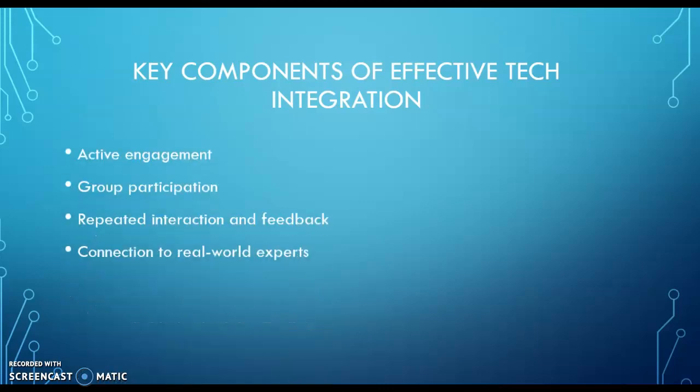There are 4 key components of effective tech integration. These include active engagement, ensuring that your students or those in your training environment are engaged with the technology and the assignments they are doing. Heavy group participation, repeated interaction and feedback from peers and instructors, and connection to real-world experts.